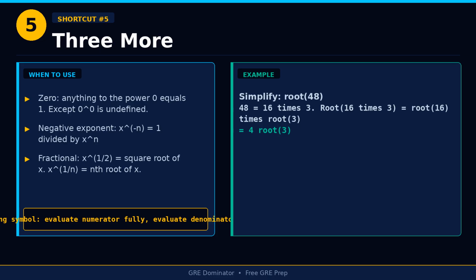The product rule for roots: root of ab equals root of a times root of b. To simplify root of 48, 48 equals 16 times 3. Root of 48 equals root of 16 times root of 3, which equals 4 root 3. Always look for perfect square factors when simplifying radicals.